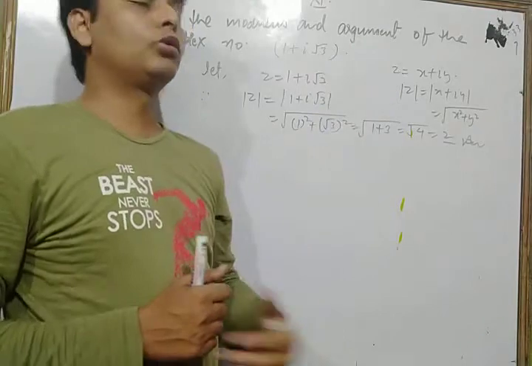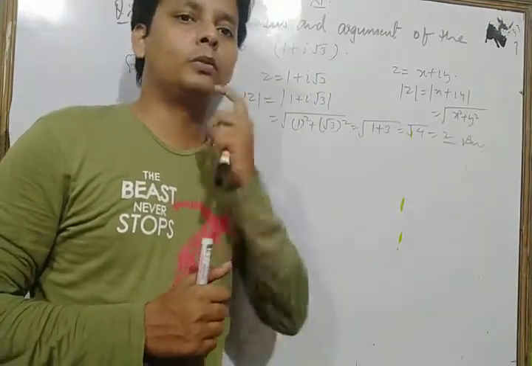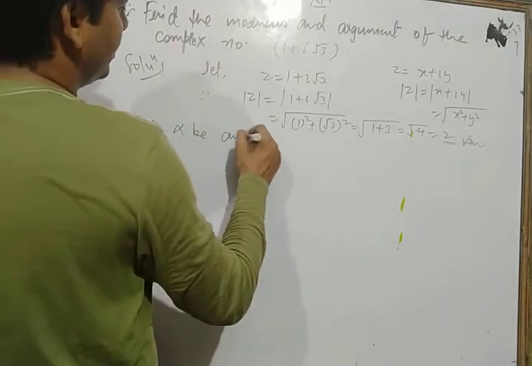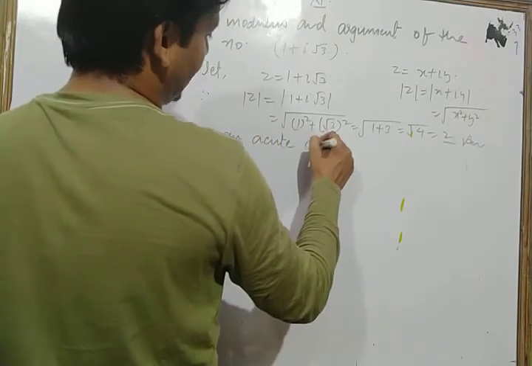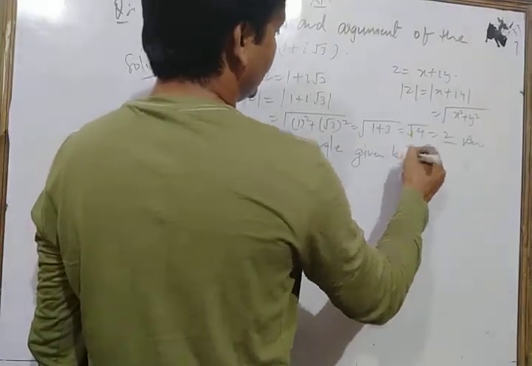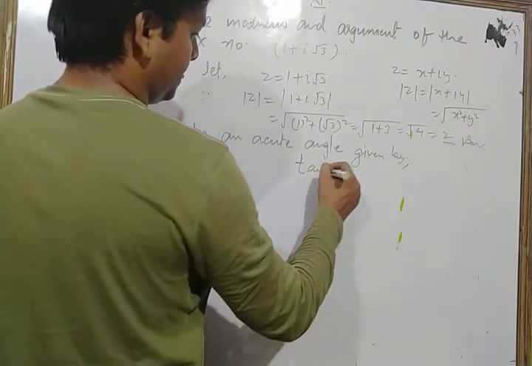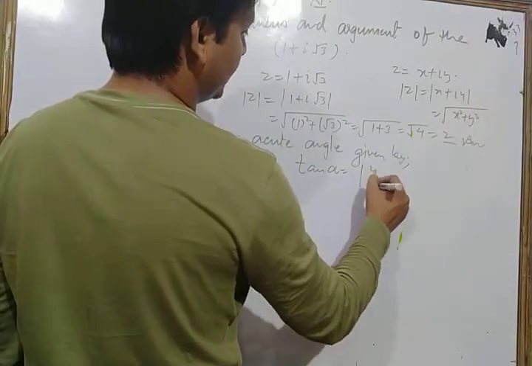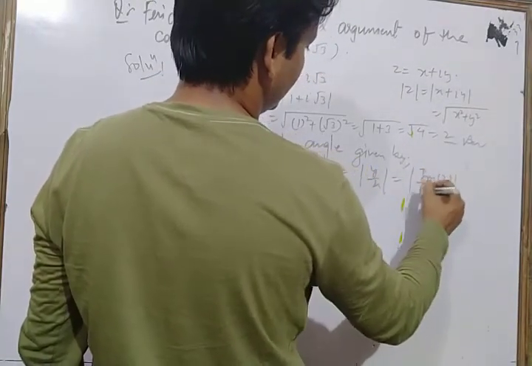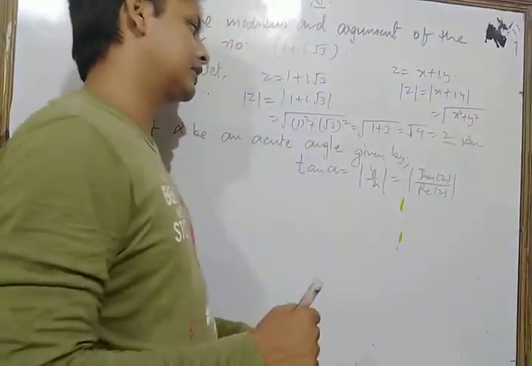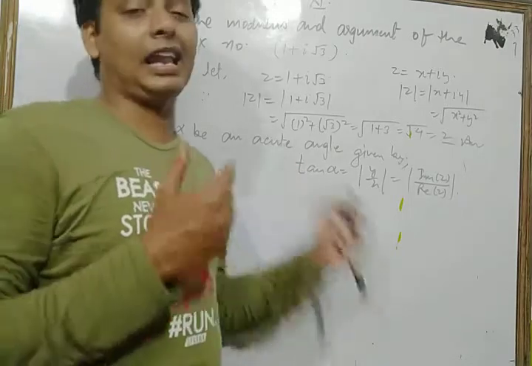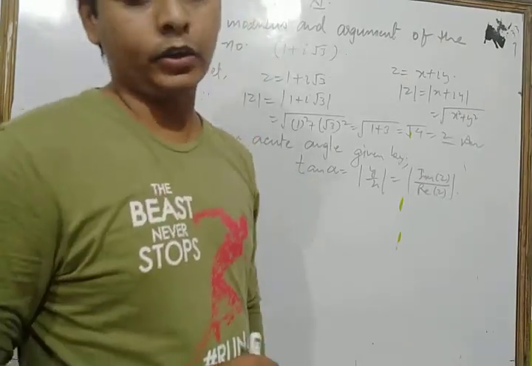Now we are going to find the argument of that complex number. First let alpha be an acute angle given by tan alpha is equal to mod of y by x, means imaginary part of z upon real part of z. This is the concept to find alpha. Here alpha is an acute angle. Now let's see here.